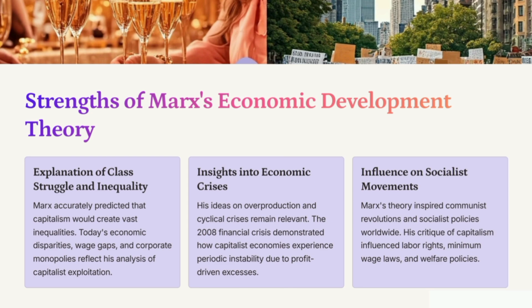Insights into economic crises. His ideas on overproduction and cyclical crises remain relevant. The 2008 financial crisis demonstrated how capitalist economies experience periodic instability due to profit-driven excesses. Influence on socialist movements. Marx's theory inspired communist revolutions and socialist policies worldwide. His critique of capitalism influenced labor rights, minimum wage laws, and welfare policies.